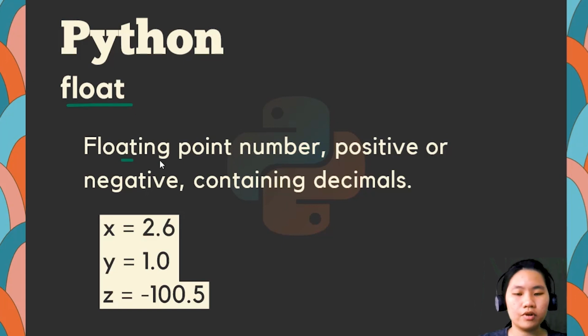Next up, float. Float is short for floating point number. Now that's a long name, but really what it is is just decimals, right? Positive or negative decimals. You have 2.6, you have 1.0.